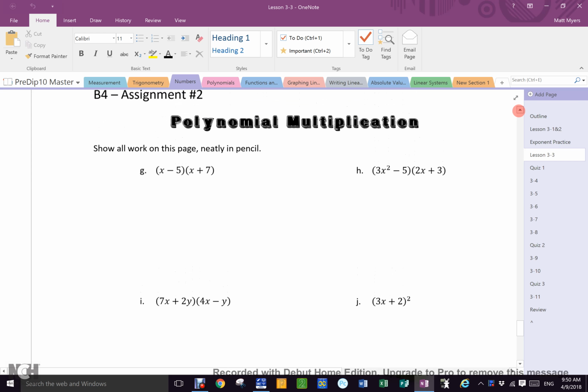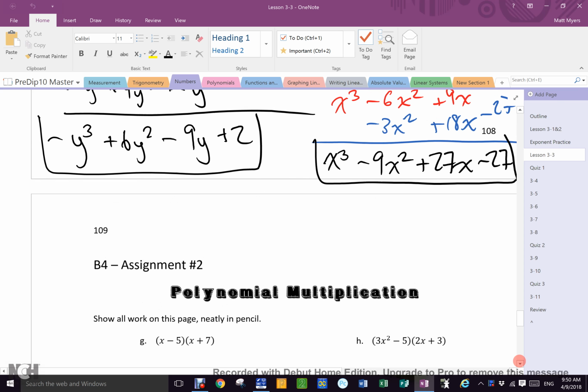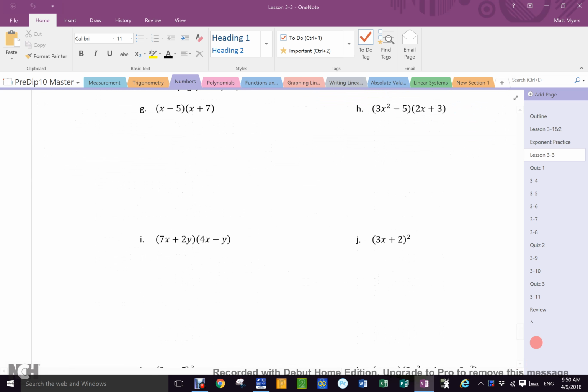Open to page 109. Can I use the shortcut here? Yeah. So it's x plus 2x. Oh, what am I doing? x squared plus 2x minus 35.